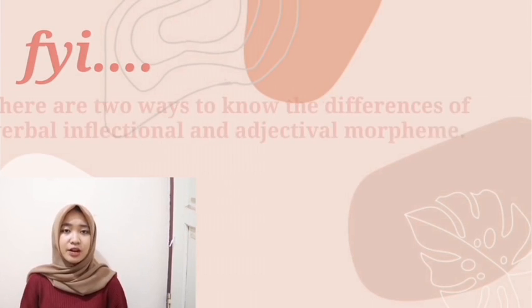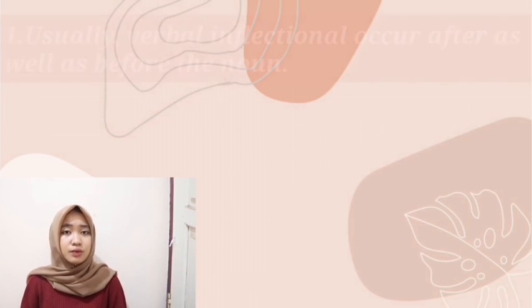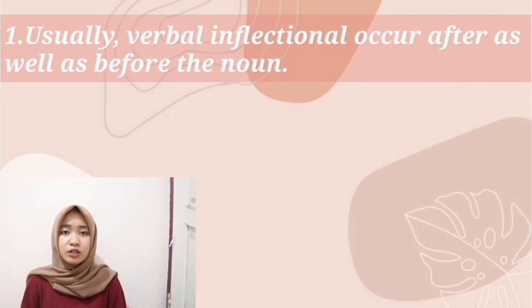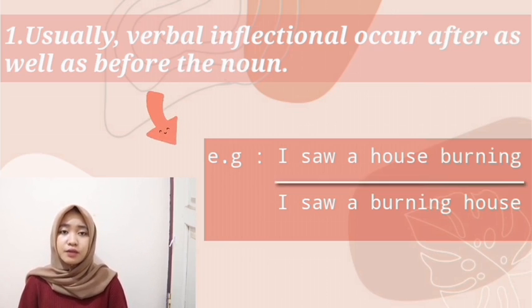Well, for information, there are two ways to know the differences between the verbal inflectional and adjectival morphemes. Well, the first way is that the verbal inflectional usually occurs after, not before, the noun. For example, I saw a house burning, and the second example is I saw a burning house. So in the first sentence, I saw a house burning, the verbal inflectional appears after the noun. Burning is the verbal inflectional.